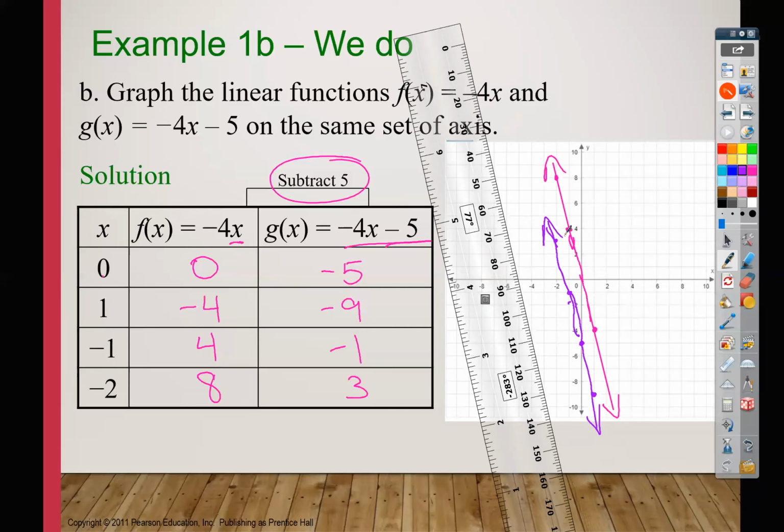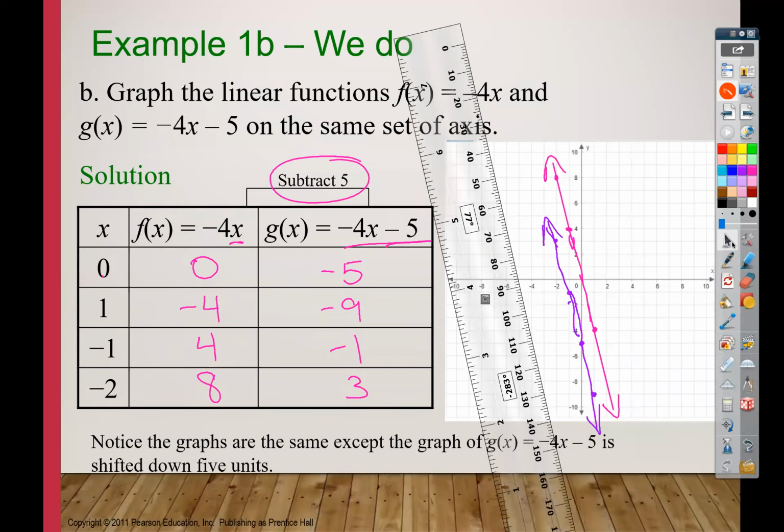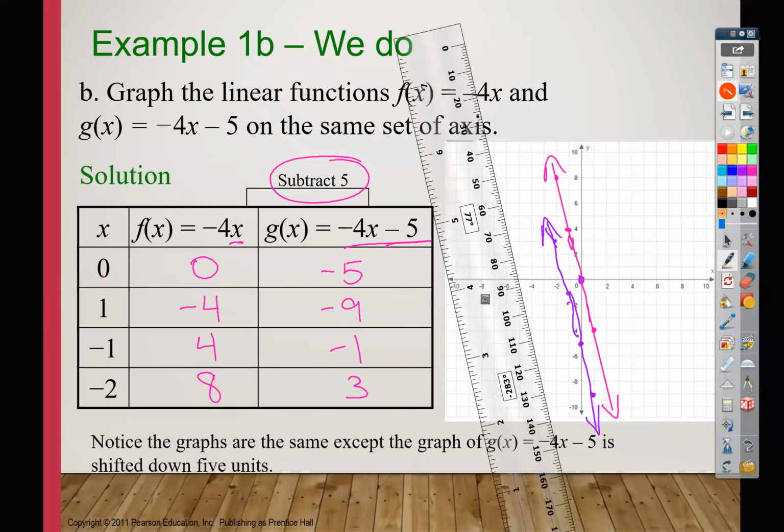What would you say? So it's the same, except the purple line is shifted down 5. Now you can see that because this point right here is at 0, 0, and then if you go straight down, that next point is at 0, -5. So it is shifted down 5 units.